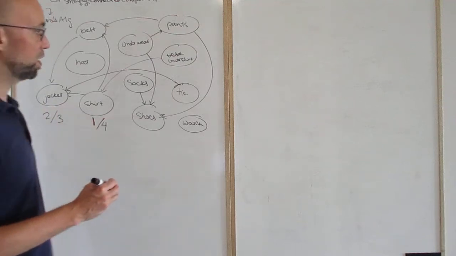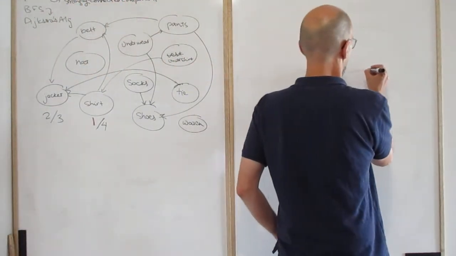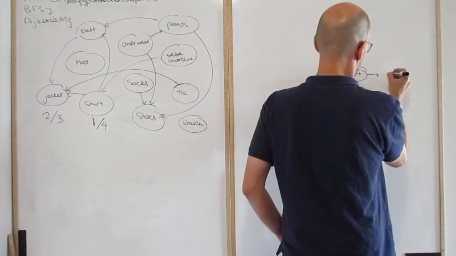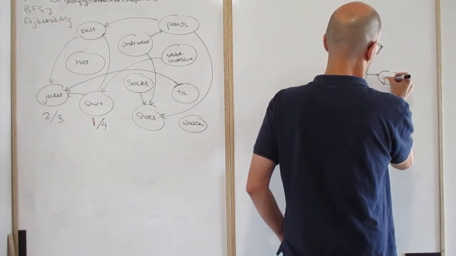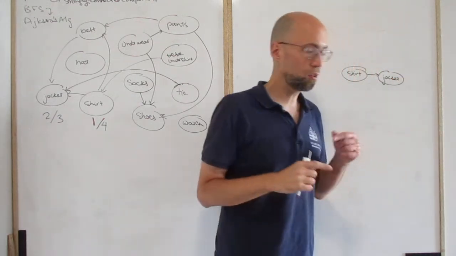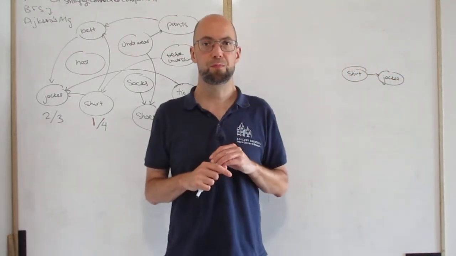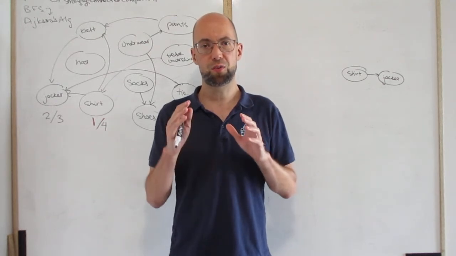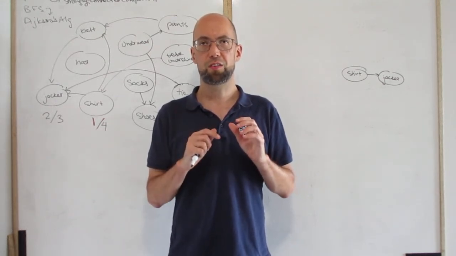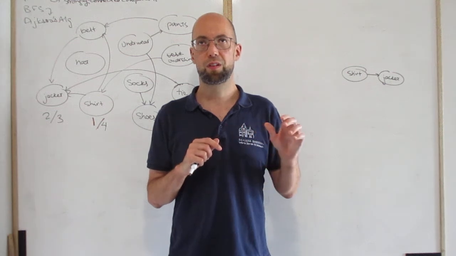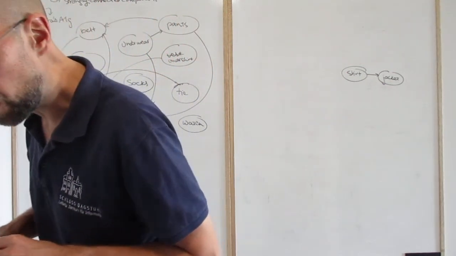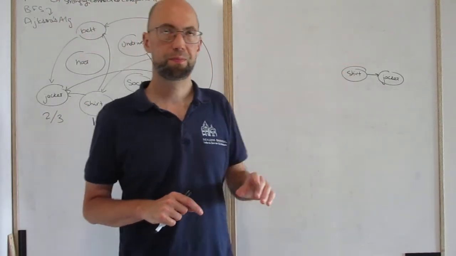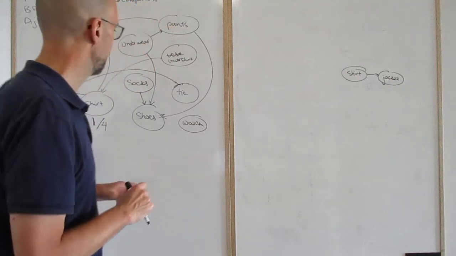So what do you know now? You know that shirt has to come before jacket. As you finish, when you close the vertices, you add it to the list.